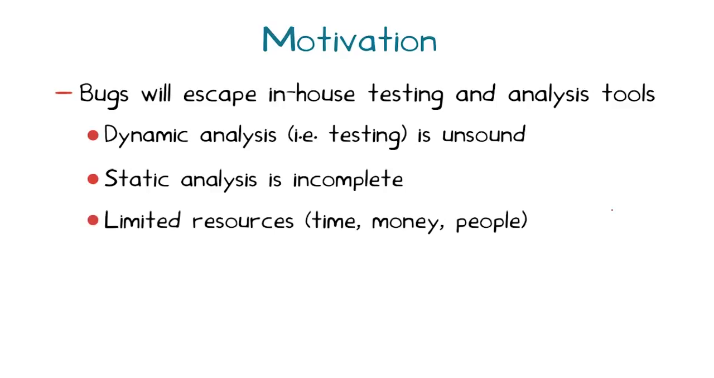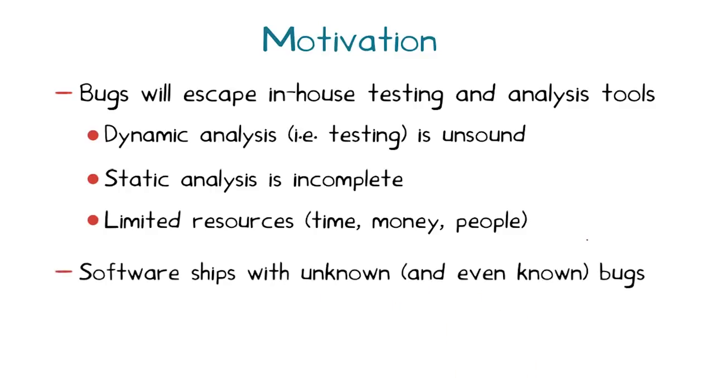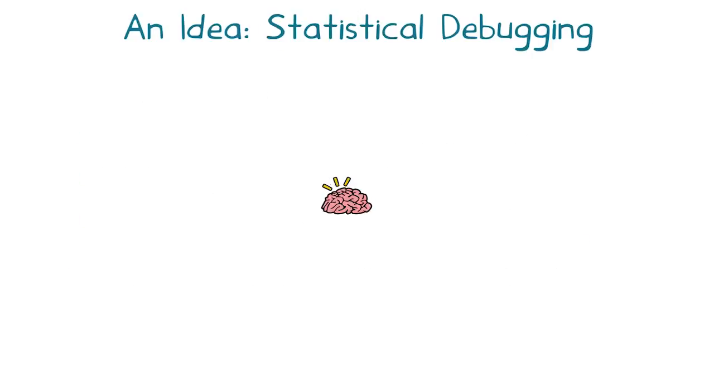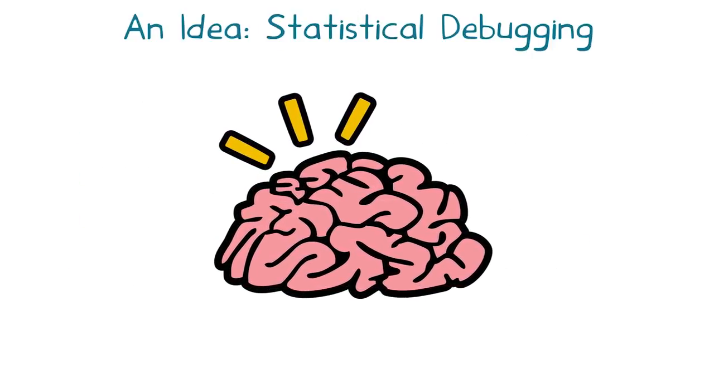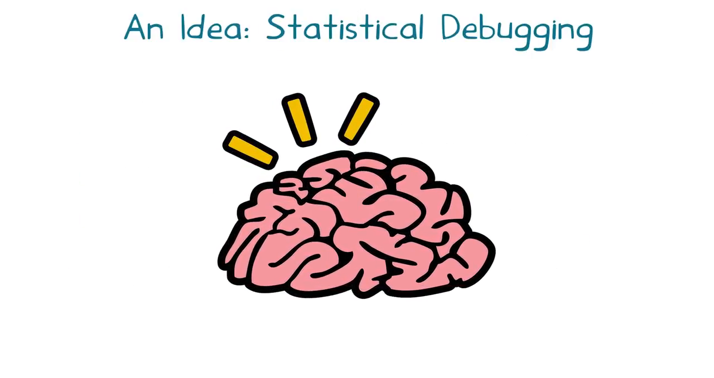And software development is bounded by constraints on resources such as time, money, and people. Sometimes that means we don't catch all the bugs in our software and users end up finding bugs. And sometimes it means we have to ship software with known bugs because we just can't address them all. Statistical debugging is an idea that is becoming increasingly common in practice to address this problem.